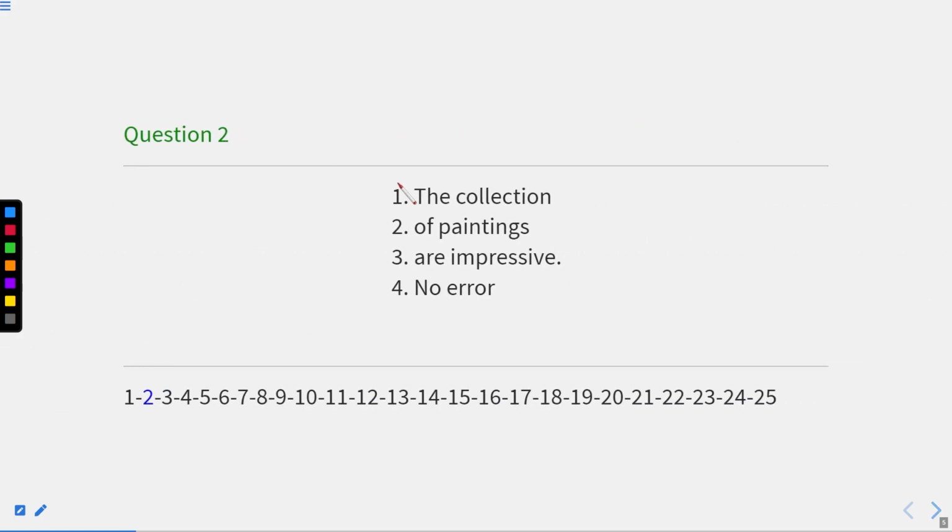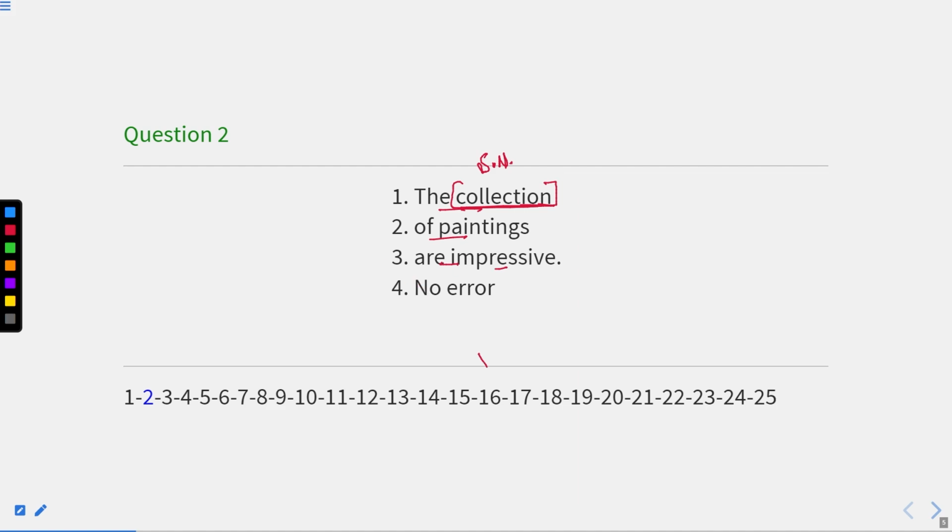Now this is question number 2. "The collection of paintings are impressive." Now if we talk about collection, it means when we collect many things, when we gather many things and we form one thing. So the collection is actually a singular noun. Or you can say it is the compilation of many things, so it can be an uncountable noun. Well, we can say over here that this is a singular noun.